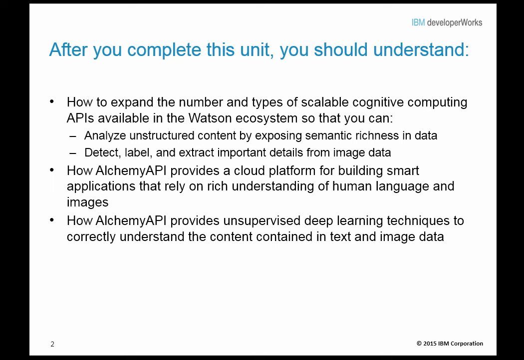Using Alchemy API, you can analyze unstructured content, exposing semantic richness in the data. Also detect, label, and extract important details from image data. Alchemy API provides a cloud platform for building smart applications that rely on rich understanding of human language and images. Alchemy API provides unsupervised deep learning techniques to correctly understand the content contained in text and image data.